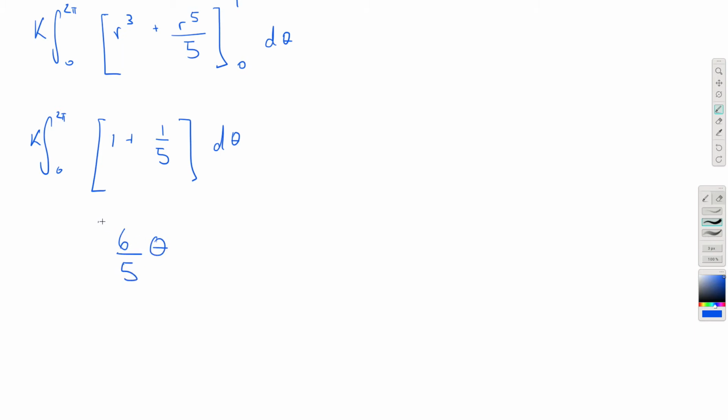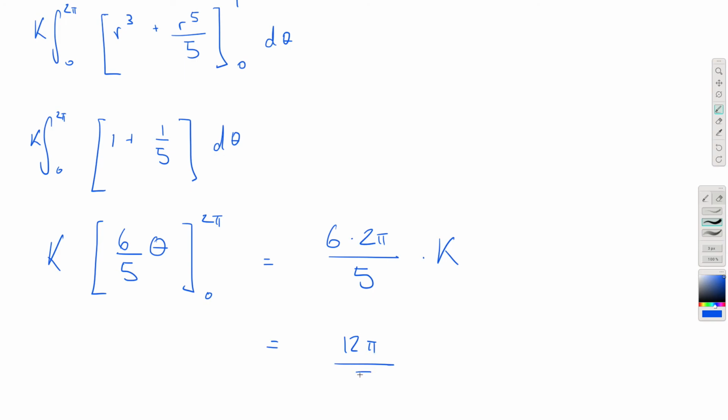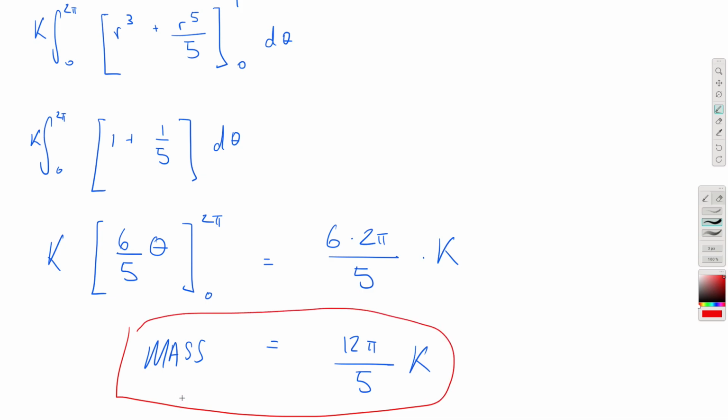Integrating 6 on 5 with respect to theta, you put a theta there, going from 0 to 2 pi. Don't forget your k. This is equal to 6 times 2 pi on 5 times k, which is equal to 12 pi k on 5. That's the answer he got in the lectures. And remember, this is your mass. I didn't think he explained that well in the lectures. This guy isn't a very good lecturer. So I hope that makes more sense.